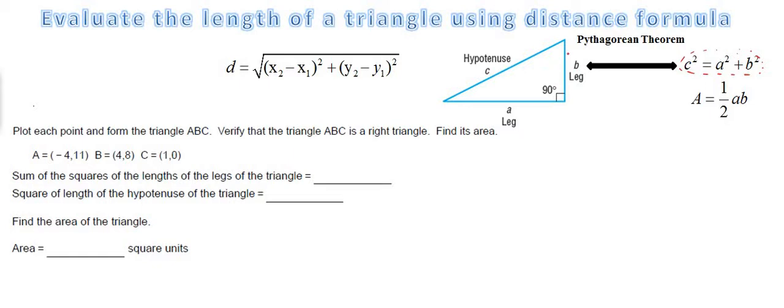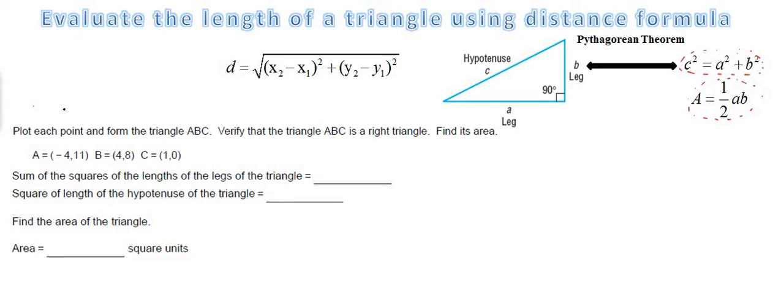Also, if we know that it is a right triangle, we can say the area of this triangle equals 1/2 A times B. Now, let's solve these problems.